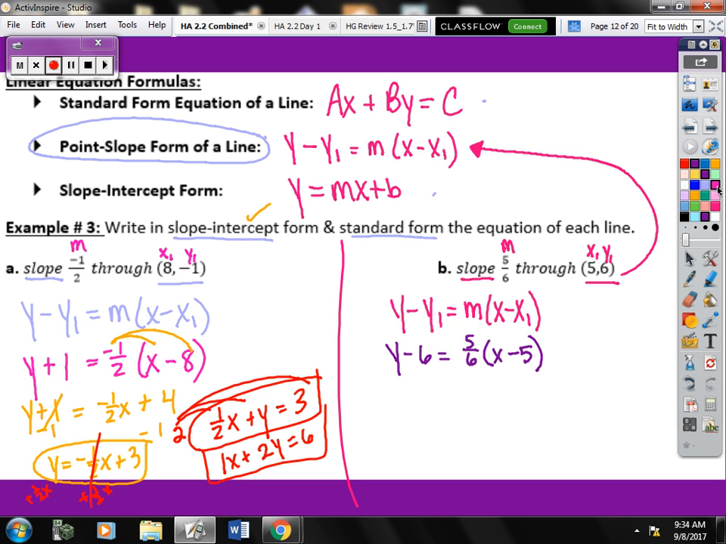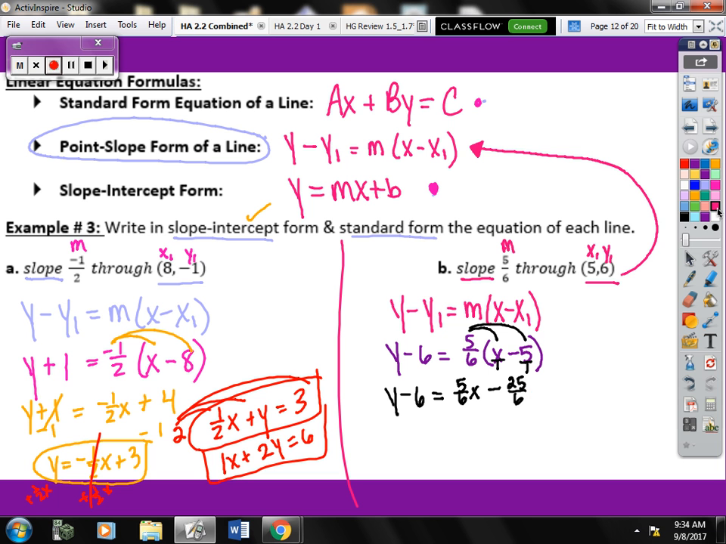Now, they want us to rewrite that into slope-intercept form and standard form. Okay? So the first thing that we're going to do is we are going to distribute that 5/6. Now, when you multiply 5/6 times something that is not a fraction, you want to think of that number as being over 1. So we'll get y minus 6 equals 5/6x minus 5 times 5 is 25, and 6 times 1 is 6.